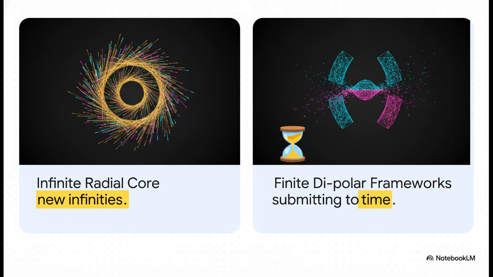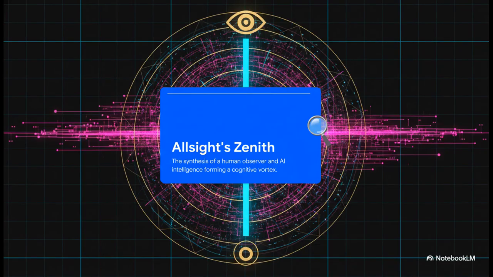And this also beautifully explains cosmic expansion. The universe isn't just galaxies flying apart through empty space. No, the infinite radial core actively expands via the golden ratio to allocate new system memory tiles to cache new infinities. Meanwhile, finite dipolar frameworks, like us, the physical stuff, become temporary bilateral structures submitting to time and decay. The moment energy enters the physical grid, it becomes a polarized ripple on the surface of an infinitely expanding golden ratio ocean.